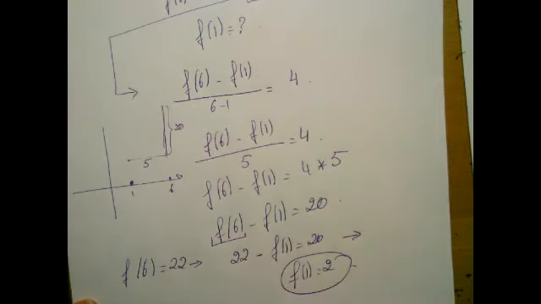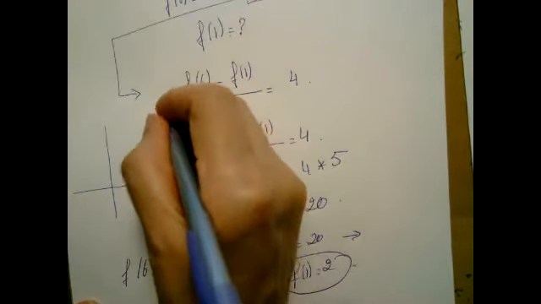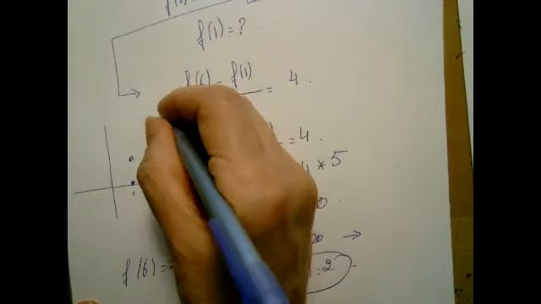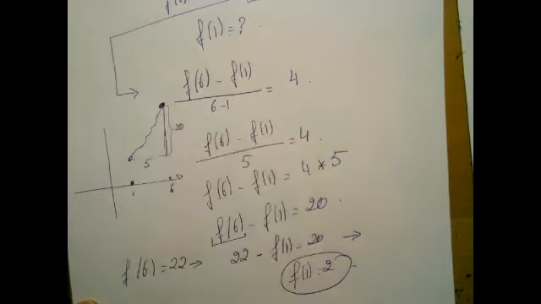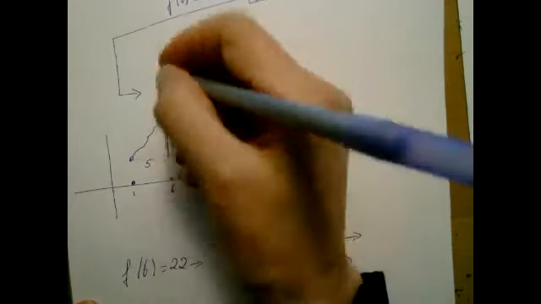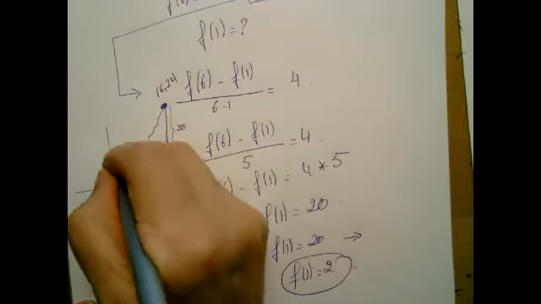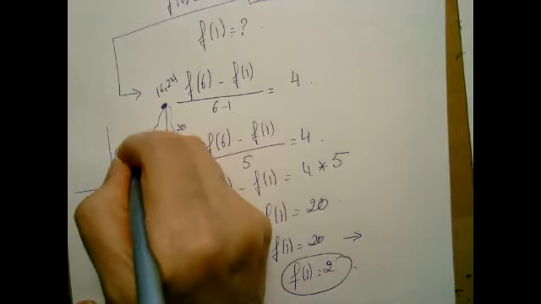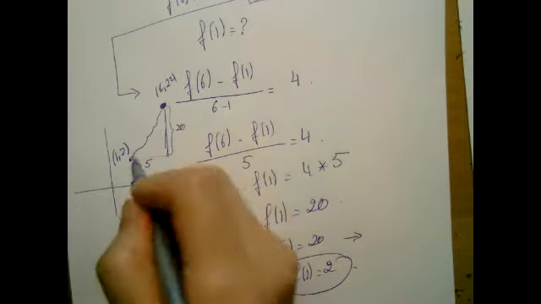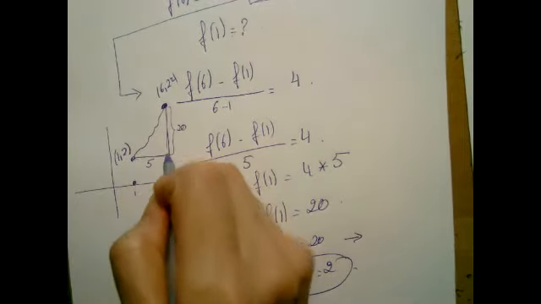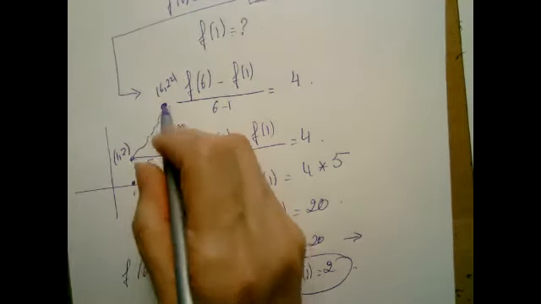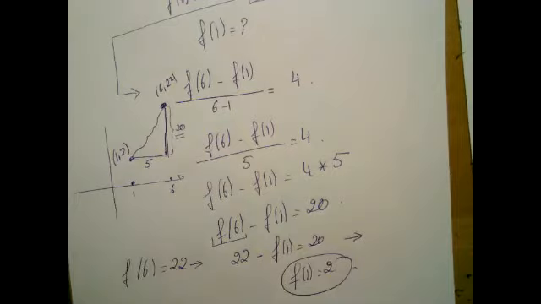And you guys gave me a correct answer. So this is f of 6 and this is f of 1, and my function is hanging somewhere in there. This is 6, 22, and this is 1, 2. So as x went from 1 to 6, my output went from 2 to 22.